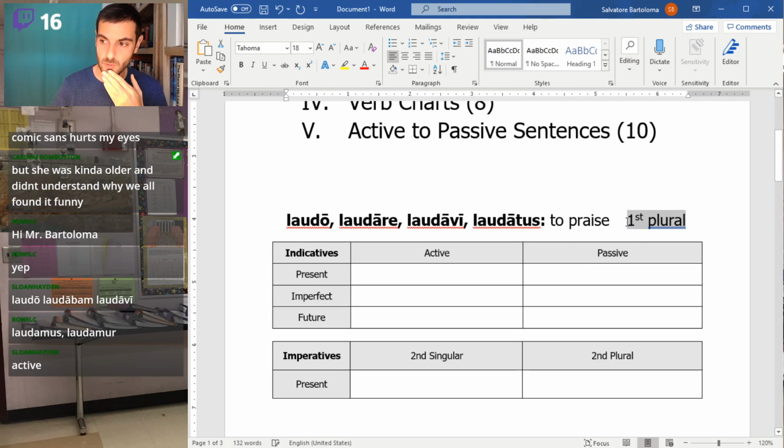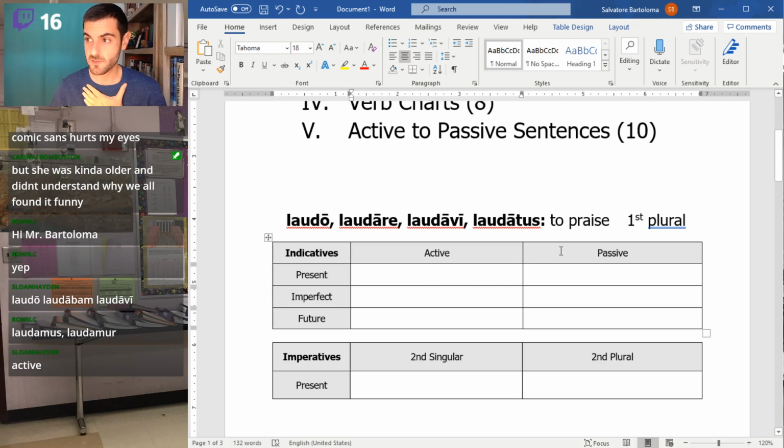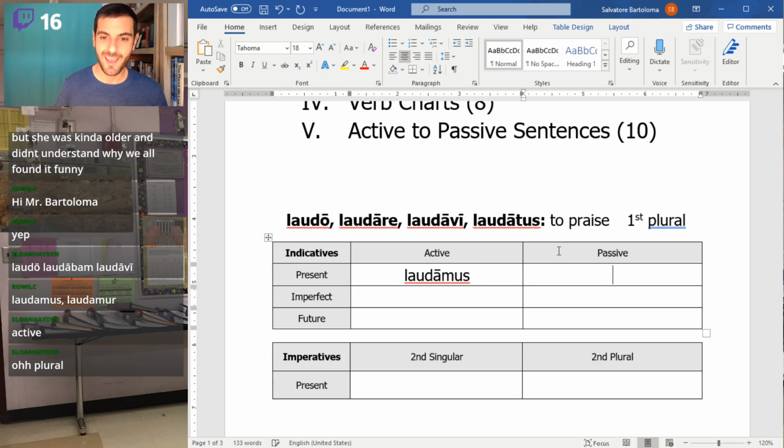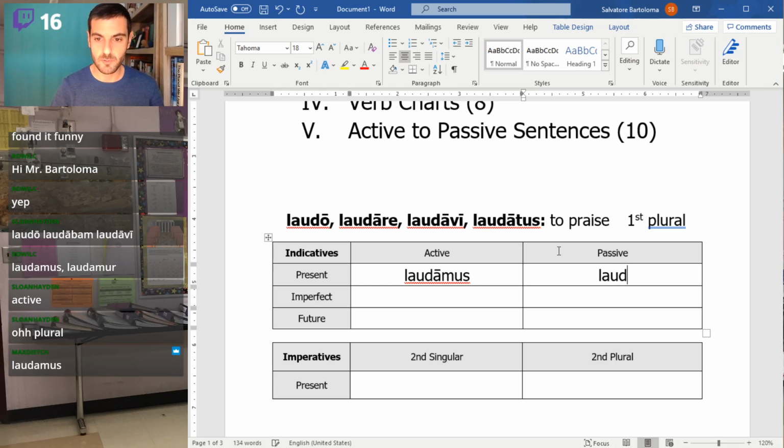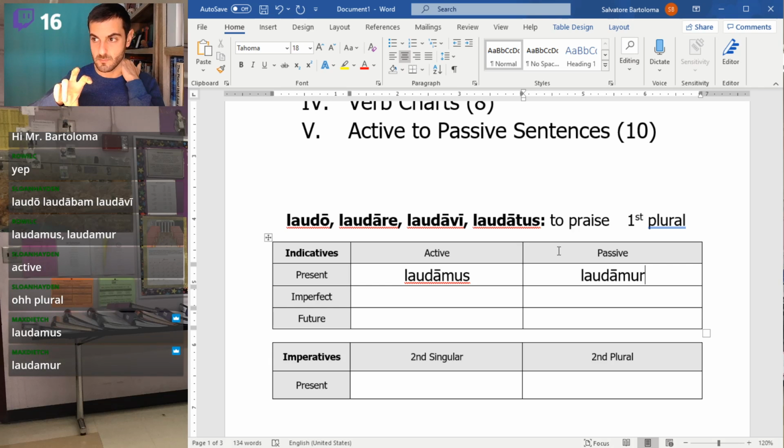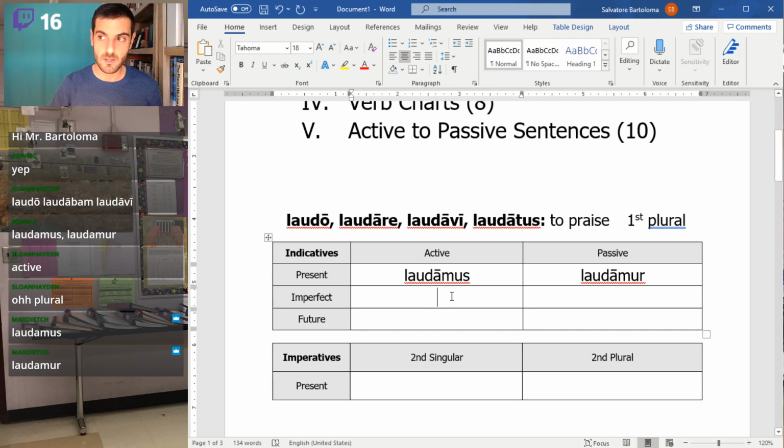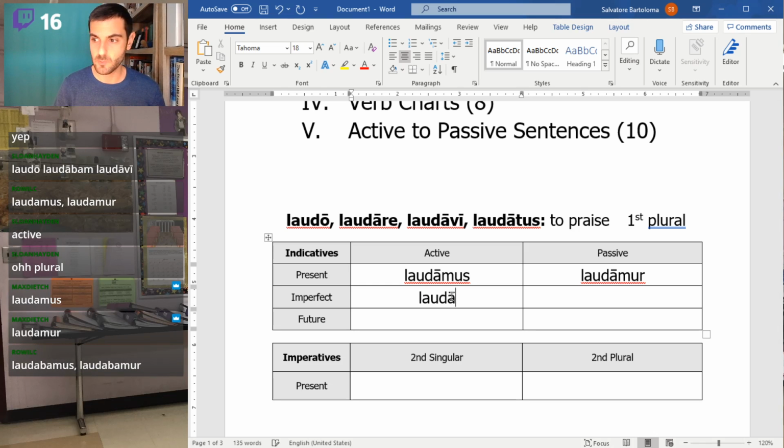First person plural, right? So I always do my verb charts in the exact same way because I'm a creature of habit. So I go present active, laudamus, right? Nothing fancy there, just my stem and my ending. And then I go to the passive side, right? Because all I'm doing is changing mus to mur, just like Rowan said, right? So I like to do the tenses individually, do present, active, and passive. Then when I get to imperfect, imperfect's pretty regular. It's just ba for pretty much every verb, right? So you're going to take your stem lauda, and then you're going to have laudabamus and laudabamur.